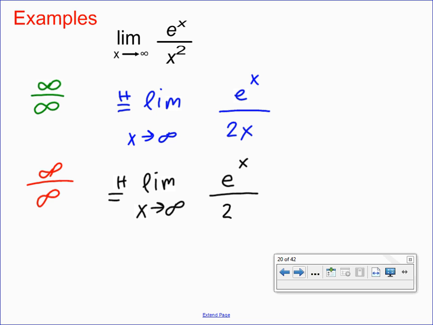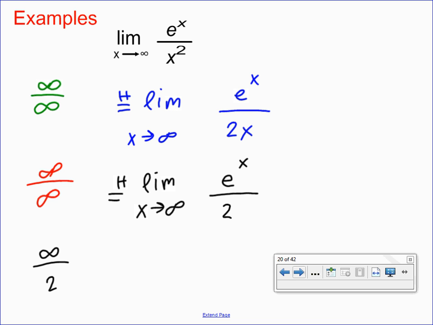As x goes to infinity, what does e to the x do? It goes to infinity. What does 2 do? It goes to 2. The limit of a constant is the constant itself. So that's just 2. Is infinity over 2 an indeterminate form? No, it most certainly is not indeterminate. We can determine the value of that limit. As x approaches infinity, we see that that is going to infinity as well. So this is infinite, and it's infinity.